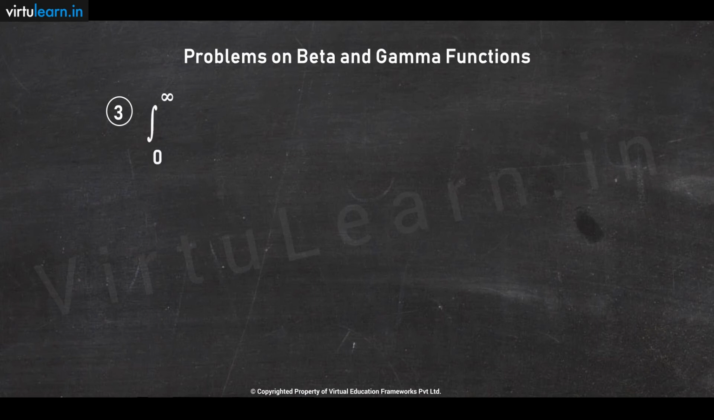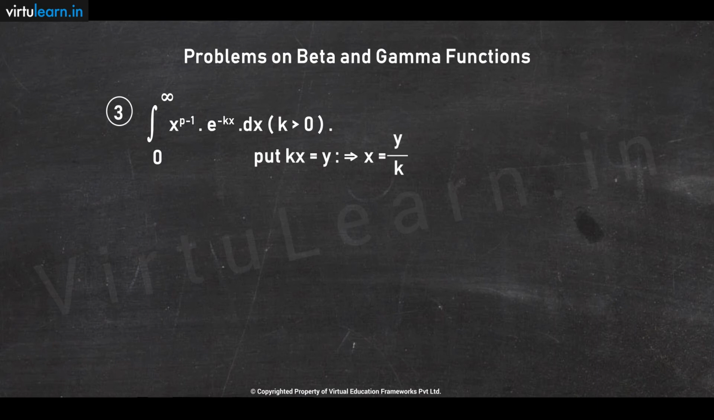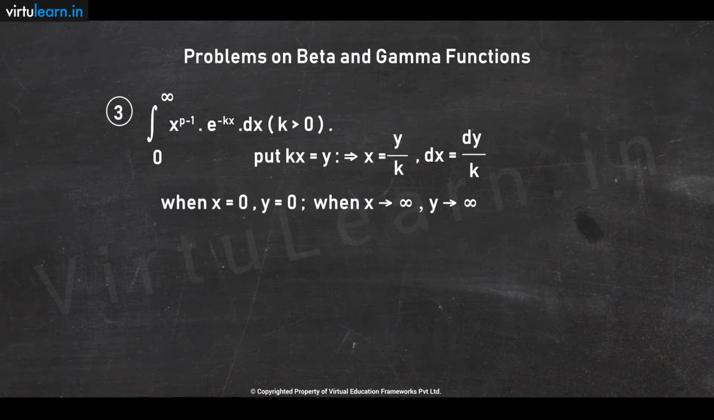Integral 0 to infinity x^(p-1) e^(-kx) dx, where k greater than 0. Our idea is to express this integral in terms of gamma function. So, to see that the integral is in the standard form, we use the substitution kx is equal to y, or x is equal to y by k, dx is equal to dy divided by k. When x is 0, y is 0. When x tends to infinity, y also tends to infinity because k is a positive quantity.